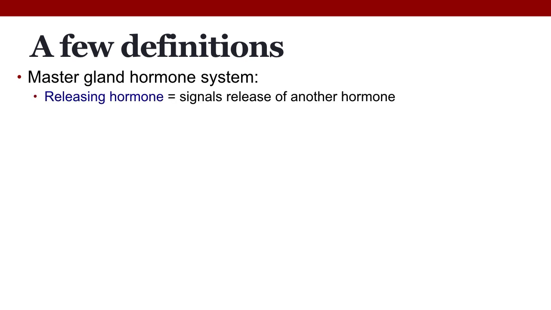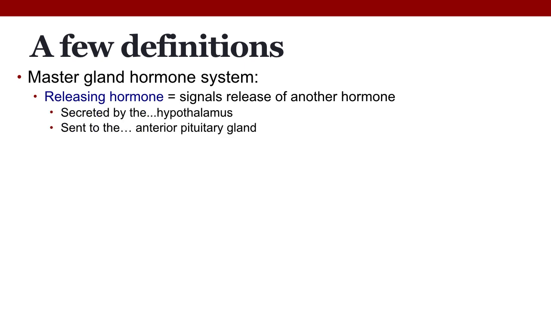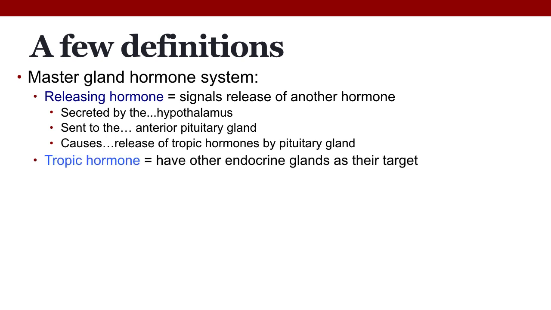Before we delve into the anterior pituitary, let's take a second to discuss the levels of hormone regulation in this master gland system. Releasing hormones are at the top tier of this regulatory system. These are signals that release another hormone. They're just like their name sounds: releasing hormones trigger the release of additional hormones. They're secreted by the hypothalamus, sent to the anterior pituitary gland, and they'll cause the release of tropic hormones by that pituitary gland. These are the hormones that are released in response.